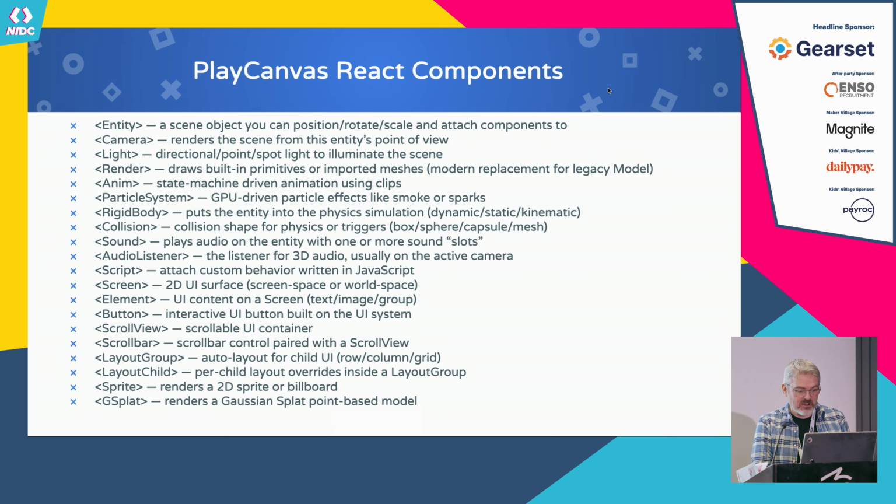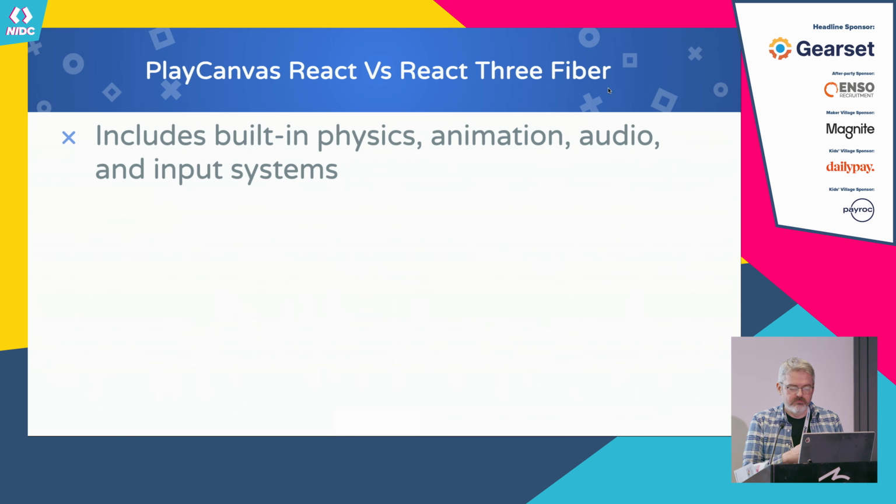Gaussian splats are an interesting one. That's like another version of photogrammetry, where it takes video and lots of screenshots from the real world and represents it in 3D space. As I said before, it's very similar to React 3 Fiber.